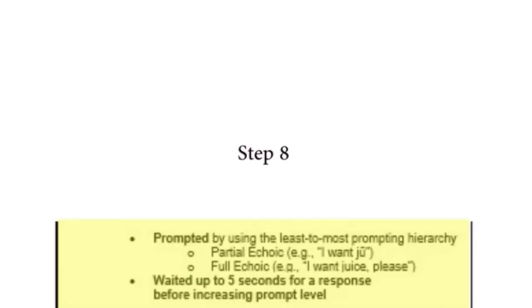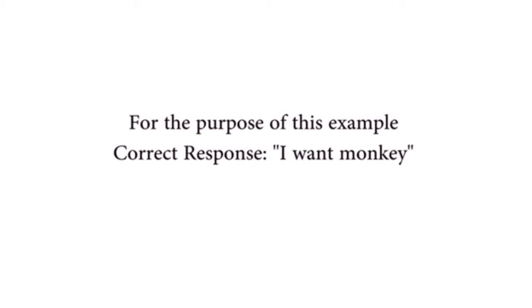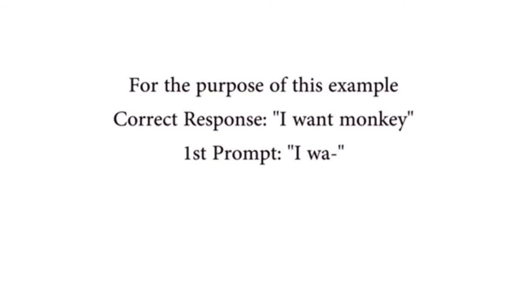The second part of step 8 is to see if the instructor appropriately prompts the client to respond correctly. Let's say for this example, the correct response is, I want monkey. With prompting, first we want to start off by saying only the beginning of the correct response, which is, I wa, and wait 5 seconds for the client to say the correct response.